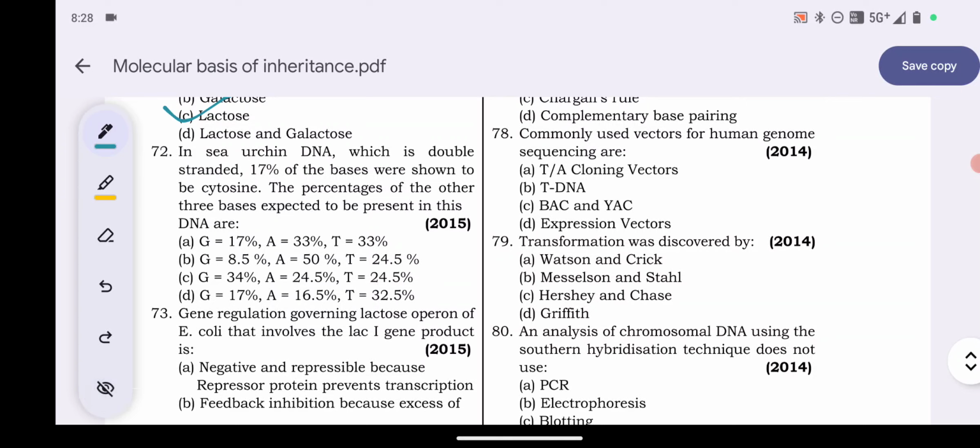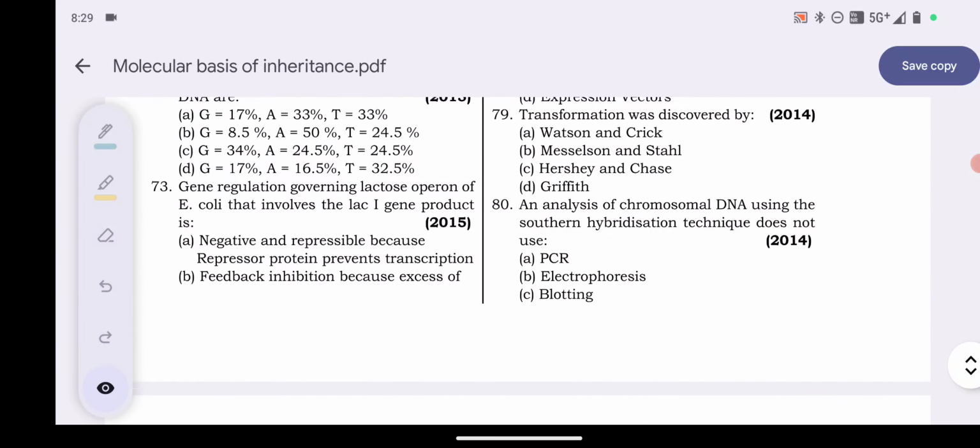तो इसके हिसाब से आंसर क्या होगा, ऑप्शन ए आपका आंसर. चारों मिला के 100%, है ना. तो अगर यहाँ पर साइटोसिन और गुआनाइन 17% है तो एडेनाइन और थायमिन कितना होगा, 33% होगा. तो ऑप्शन ए आपका आंसर.